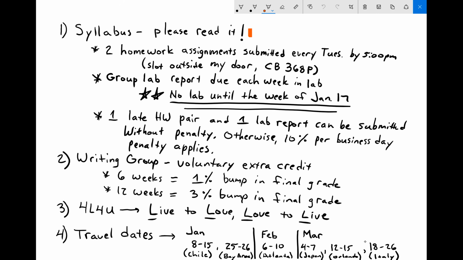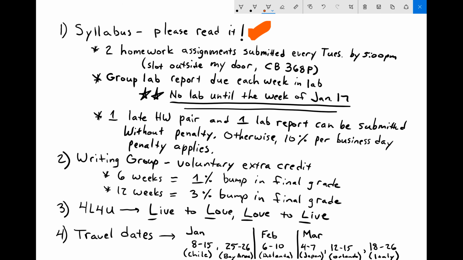A couple of things I want to just focus on here. First of all, we're going to do 2 homework assignments per week. After every lecture that we have, there's a new homework assignment given, but we only hand homework in once per week. So since we have 2 lectures every week, there's 2 assignments every week, but you're going to hand in 2 assignments every Tuesday evening by 5 p.m. There's a slot outside of my office door.